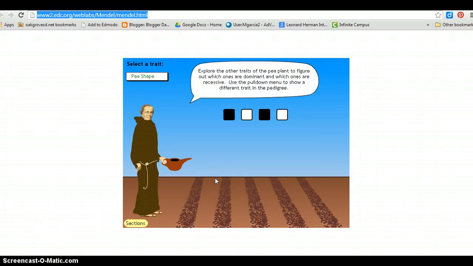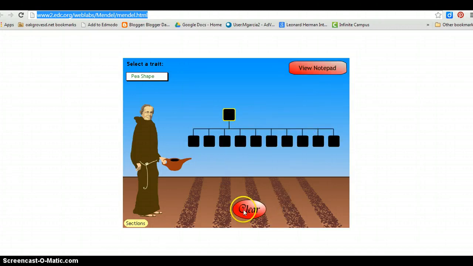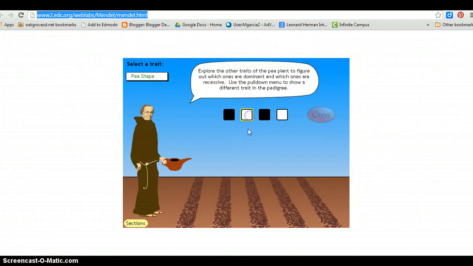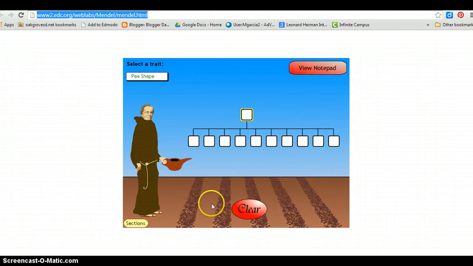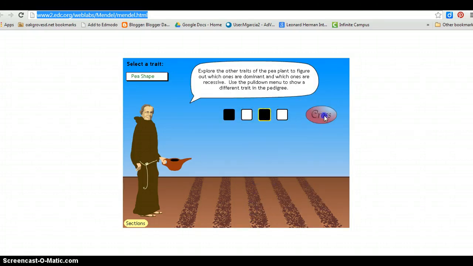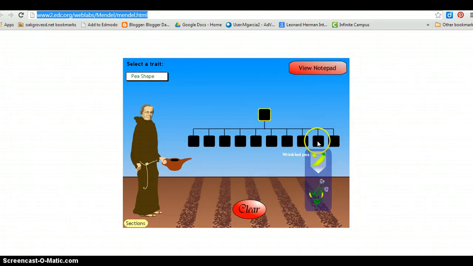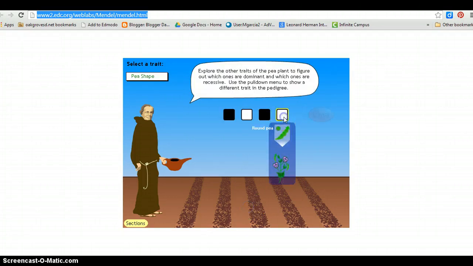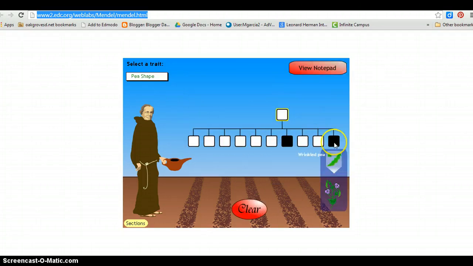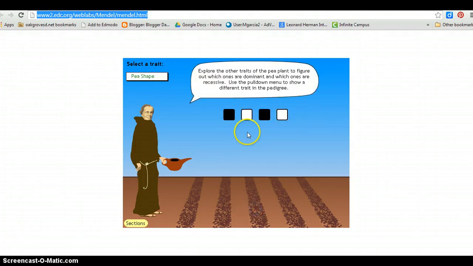I review the procedure again with the students for the pea shape trait. 1, figure out which ones are homozygous by crossing them with each other. Plant 1. Plant 2. Plant 3. Plant 4. Decide which ones I'm going to cross, in this case plant 1 and 2.